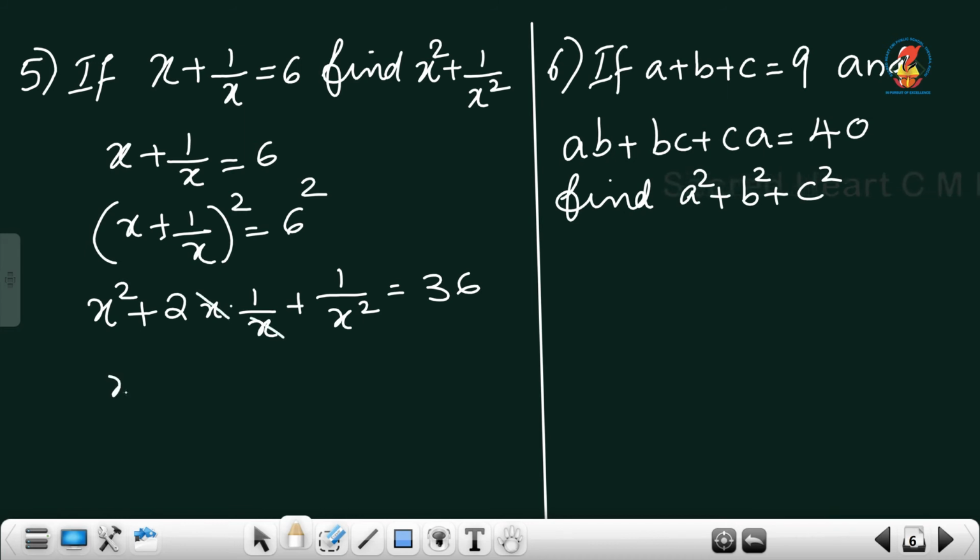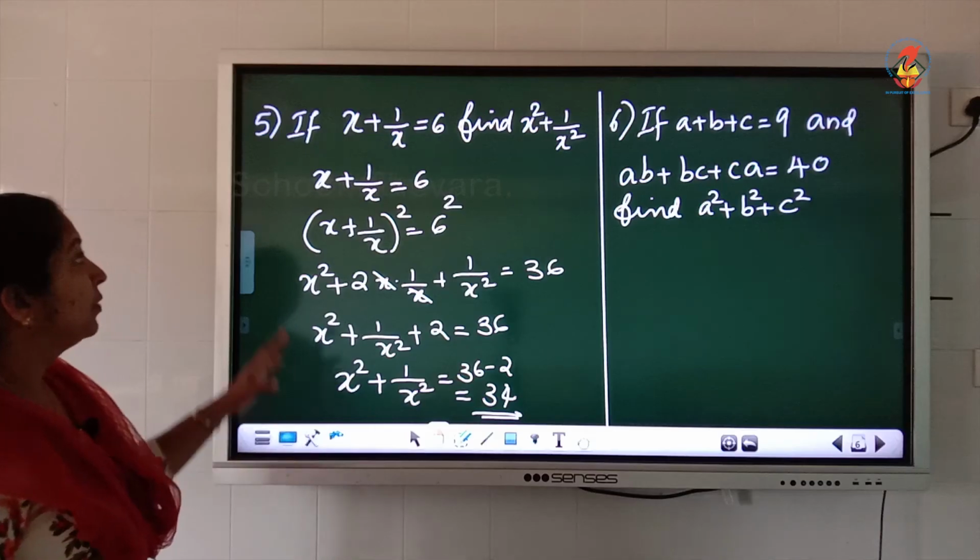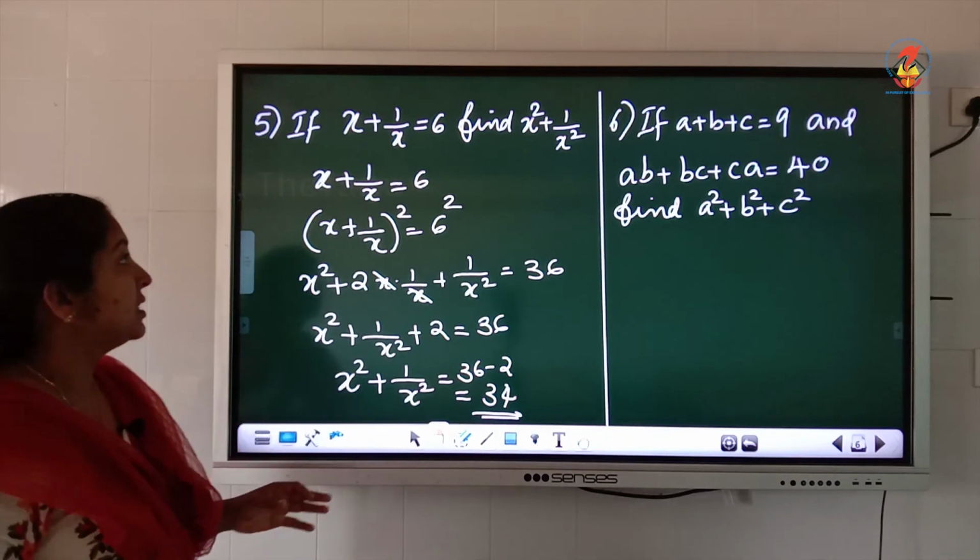So, we can cancel off these two. So, x square plus 1 by x square plus 2 is equal to 36. Therefore, x square plus 1 by x square is equal to 36 minus 2, which is equal to 34. This is the answer.